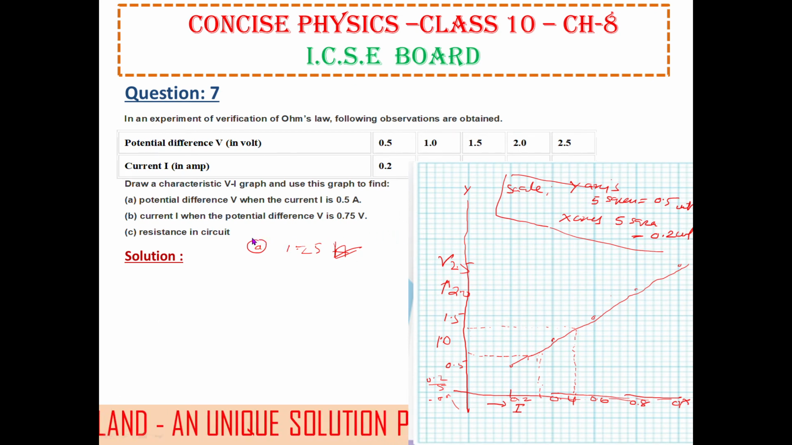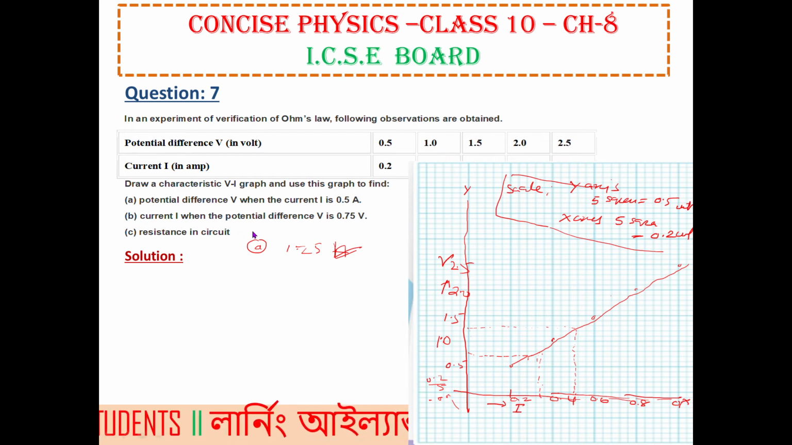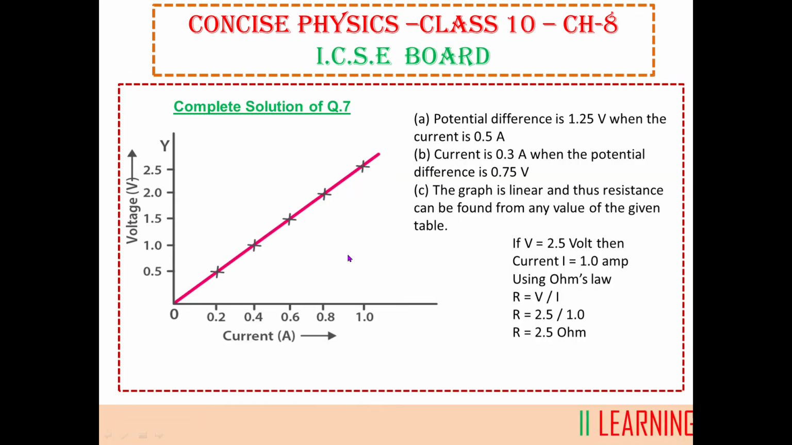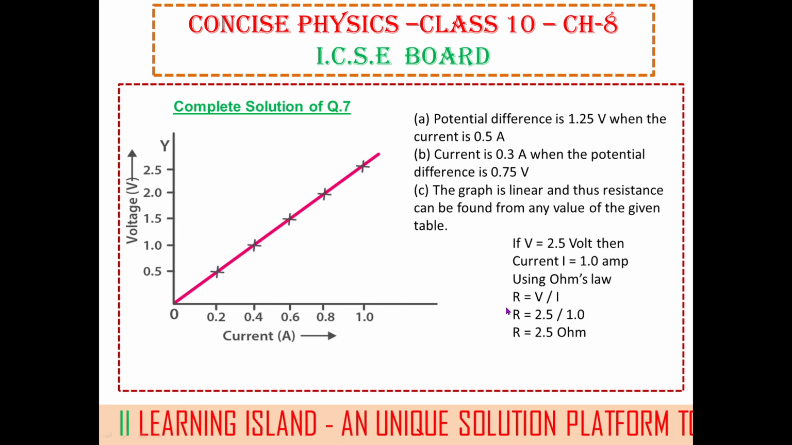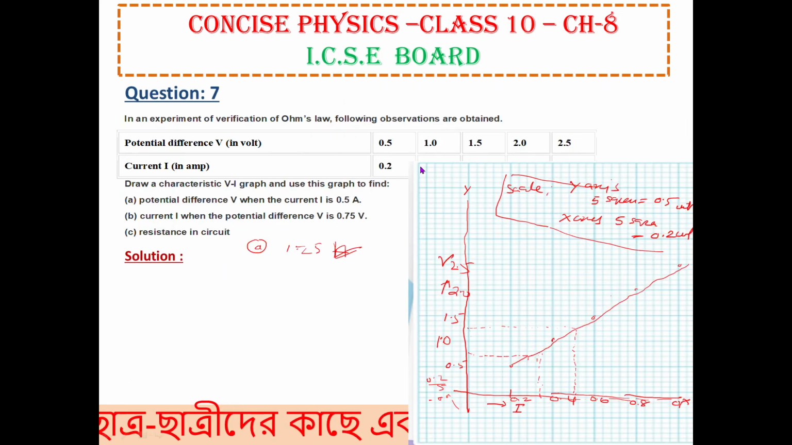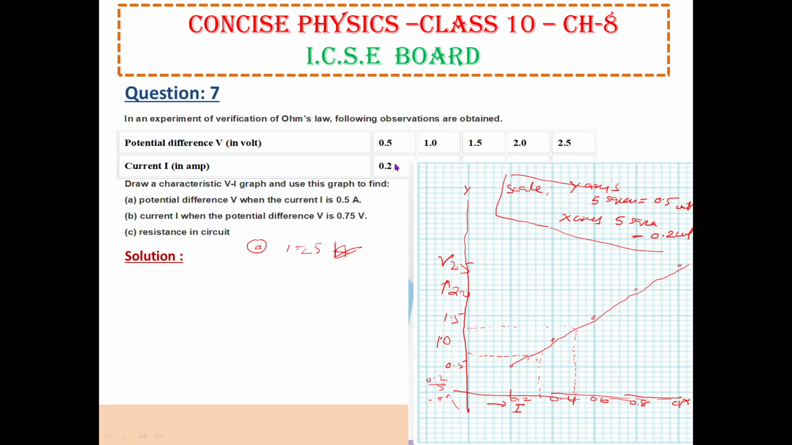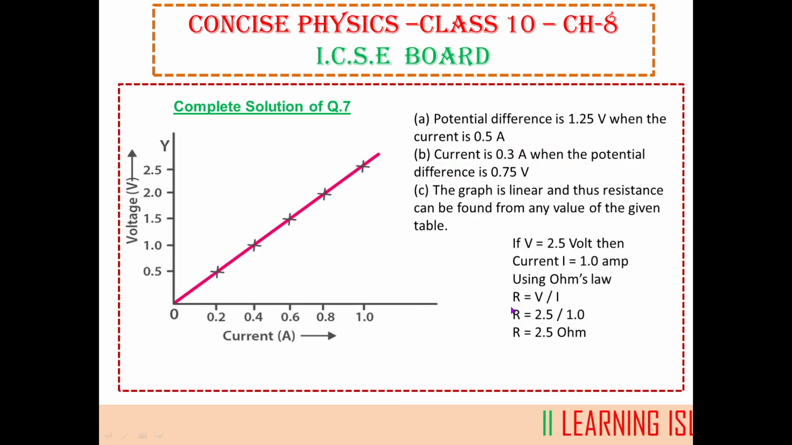The resistance in the circuit. So what will be the resistance in the circuit? Resistance will be, if you divide any data given from this data, here 0.5, if you divide 0.5 by 0.2, you'll get what? You'll get 2.5. So here the resistance will be 2.5 ohm.